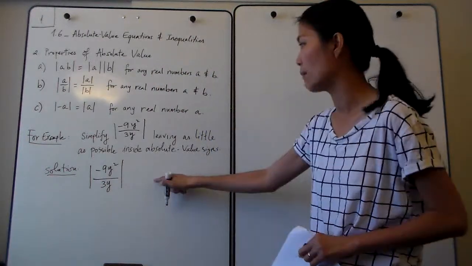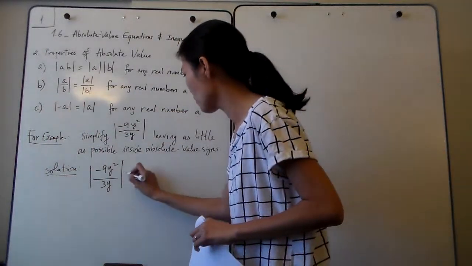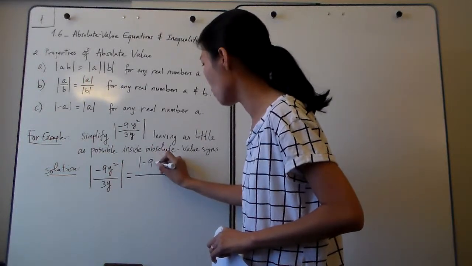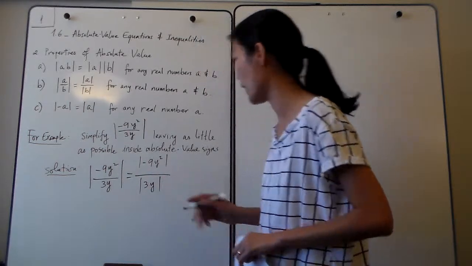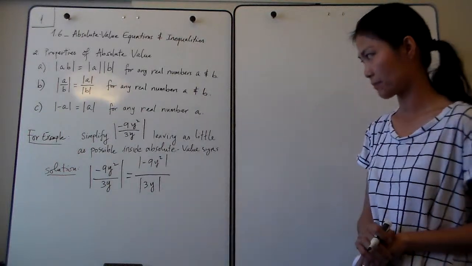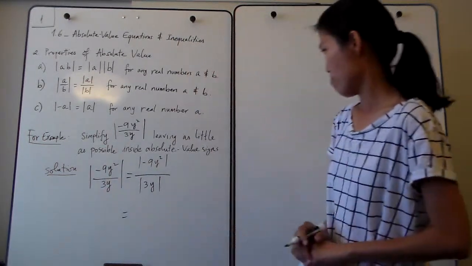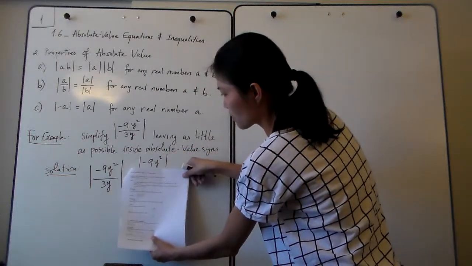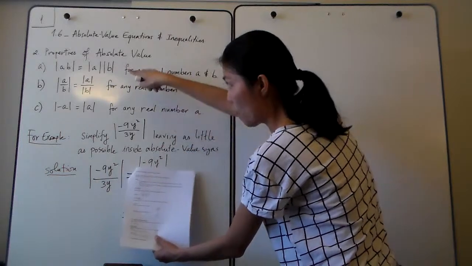No surprise, right? I'm going to use this property right here, division. So, top is -9y squared, dividing bottom 3y, okay? Now you need to simplify further. So, let's see. If you simplify the top, which property are you going to use? Multiplication, the first property, right?